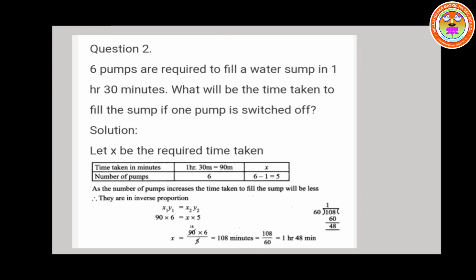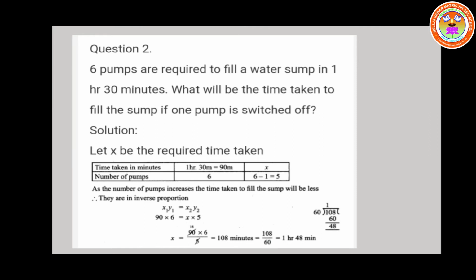6 pumps are required to fill a water sump in 90 minutes. Next one, what will be the time taken to fill the sump if one pump is switched off. So from the 6, they switched off one pump. So 6 minus 1 is equal to 5. We want to find the time taken in minutes, that you take as x. As the number of pumps increases, the time taken to fill the sump will be less. So now, therefore, they are in inverse proportion.